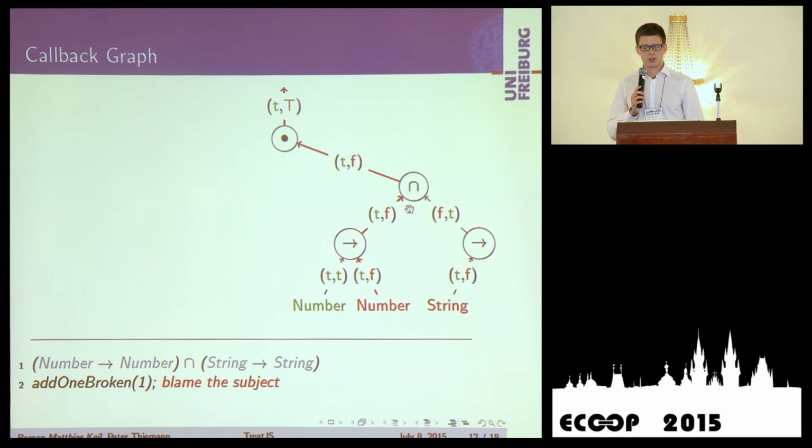The subject of an intersection needs to handle both inputs, and it has to return a number value in our situation. So the intersection updates true false to the collecting node, which merges the outcomes of all calls. And in this situation, our contract system raises an exception and blames the subject.